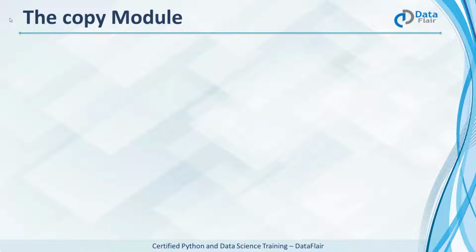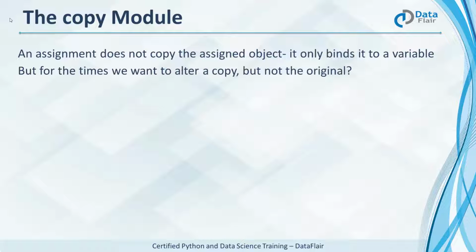To copy something is to make an identical version of it. Python has a module called copy. This lets us make copies of objects. And as you know, everything in Python is an object. How do we do this in Python? We could assign an object to another variable, but it won't copy it. Rather, it binds it to that variable.